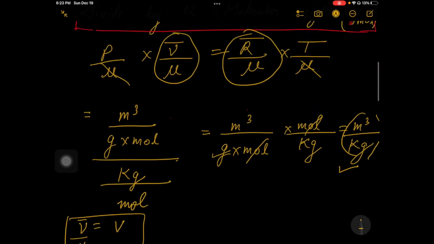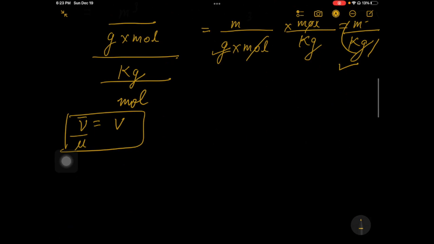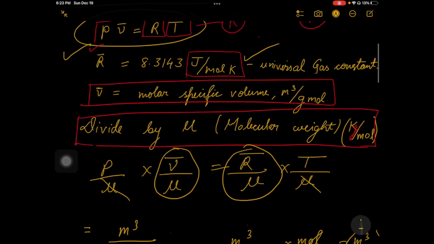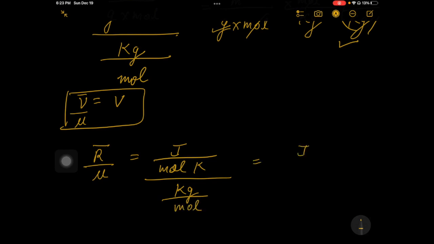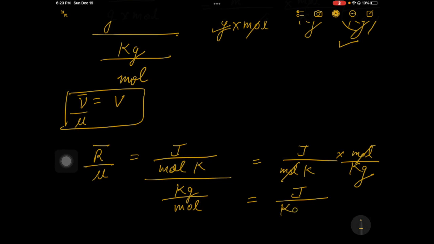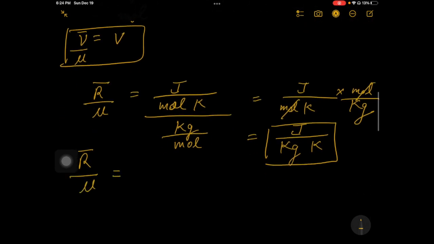Now on the right hand side you have this R bar by mu. So let's simplify this also. R bar is the universal gas constant. The unit for universal gas constant, we defined as joule per mole Kelvin. And then you divide this by your molecular weight, which is kg per mole. If I simplify this, it becomes joule per mole Kelvin, and this goes here, and I get kg. So it becomes joule per kg Kelvin. So this is my simplification. So now this R bar by mu becomes R.